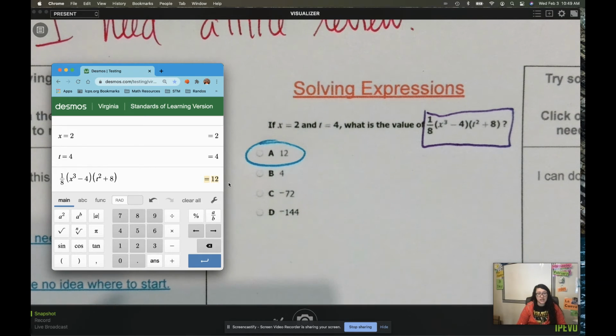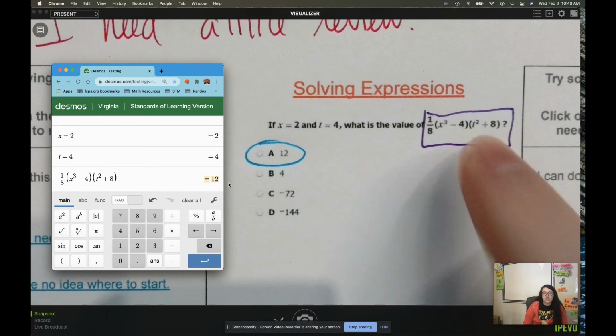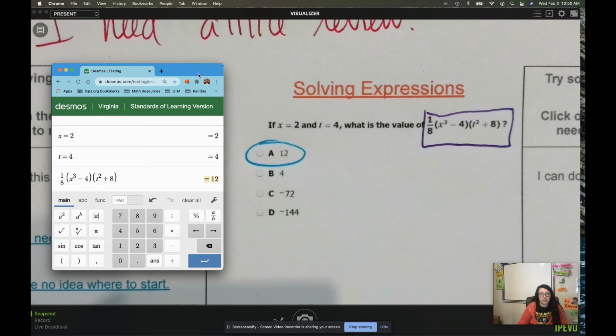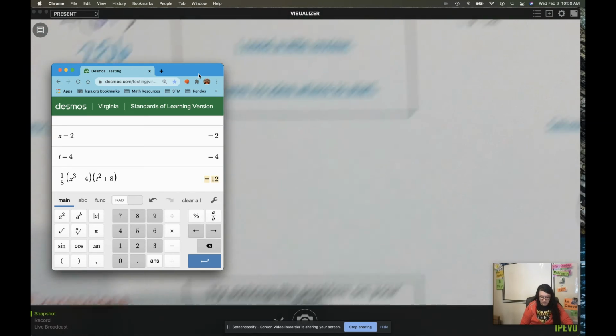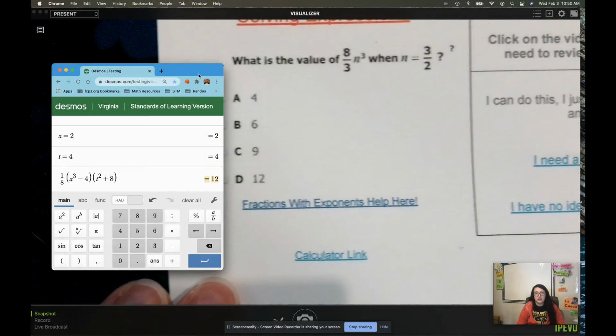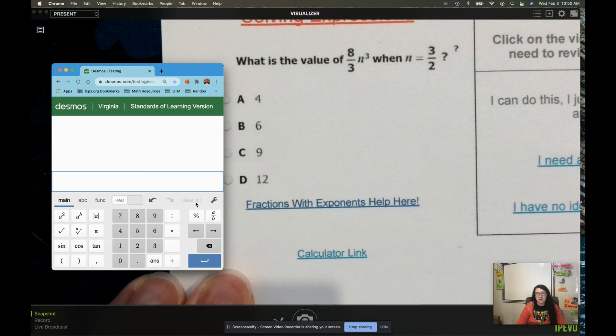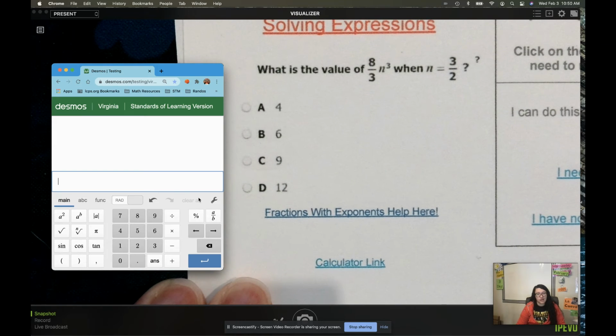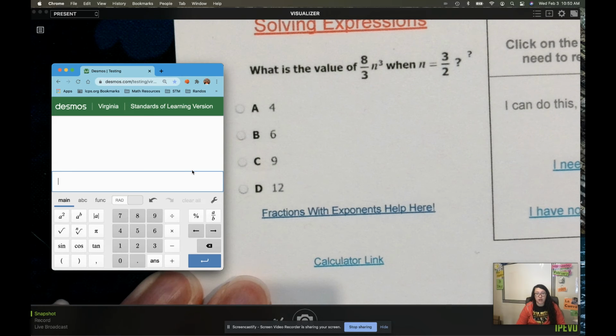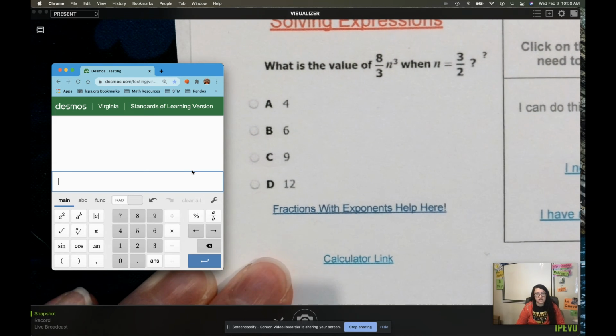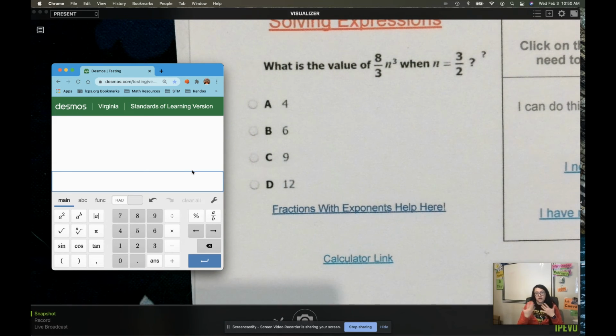Again, if you want to do this by hand, paper and pencil, that's totally fine. But there's so many little things you can get wrong there. I recommend using the calculator for this problem. And then for our last one, again, when I've got an ugly fraction like 8/3, when n equals 3/2, I'm going to use my calculator. Again, with problems like that, with those fractions, they get a little tricky. There's a lot of little things to mess up. I just prefer to do everything on my calculator.